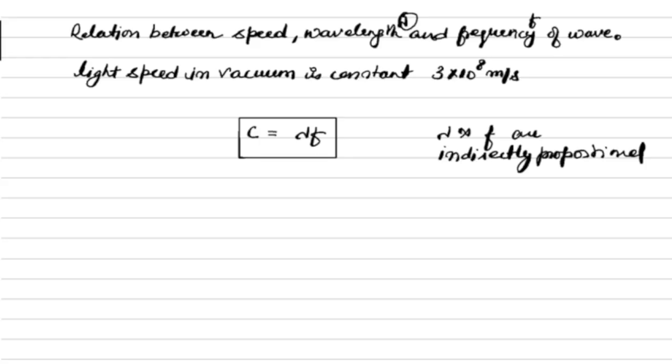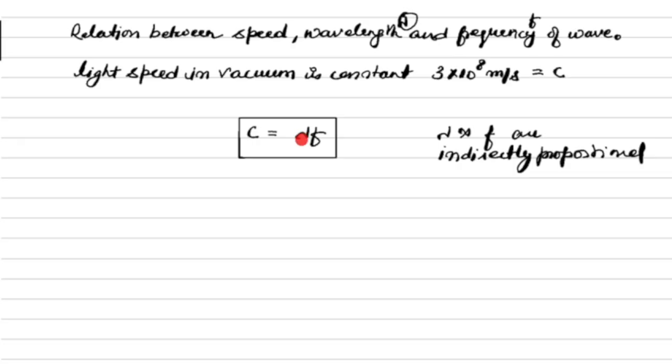Now let's build a relation between the wavelength, frequency, and the speed of the wave. We are talking about the light wave, and light speed in vacuum is constant, 3 into 10 to the power 8 meters per second. And here is a relation between them. The light speed in vacuum we can denote by the letter C.